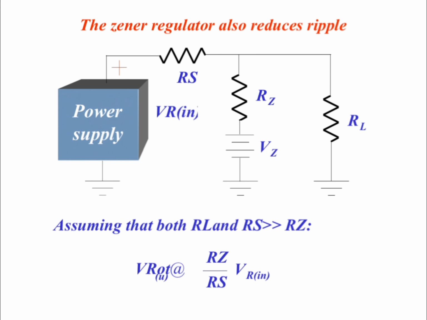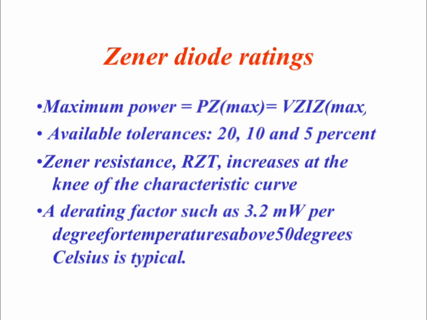Ripple reduction. Another benefit is ripple reduction. If RL and Rs are much larger than Rz, the output ripple is approximately scaled by Rz divided by Rs times the input ripple. So, a smaller Rz and a larger Rs generally improve ripple suppression.